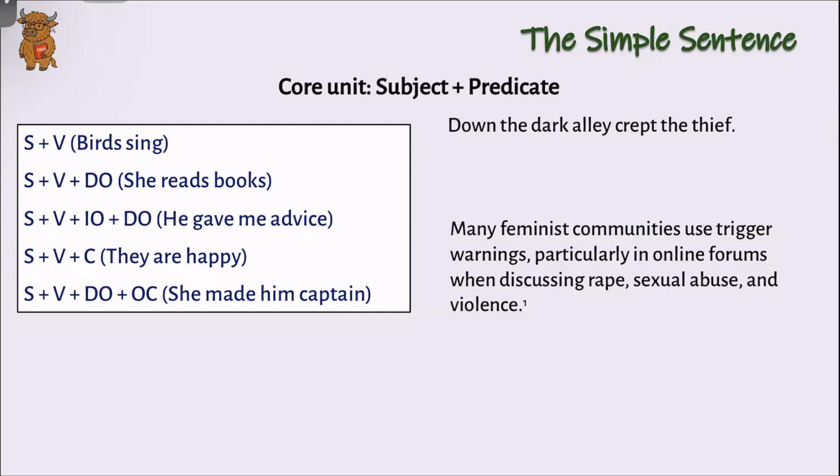All right. So, down the dark alley crept the thief. What is the subject? The thief. Sharina for the win. So it's an inverted sentence, but it's still a simple sentence. The subject is just at the end. And is there a direct object? No, there is not, right? Because down is a preposition.